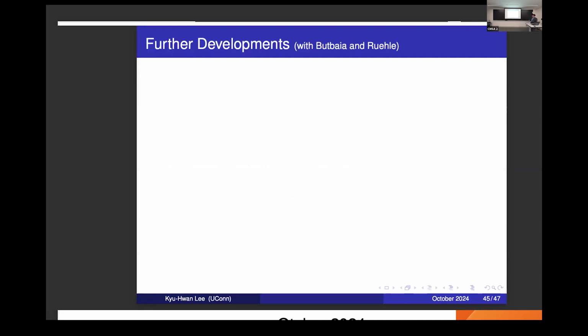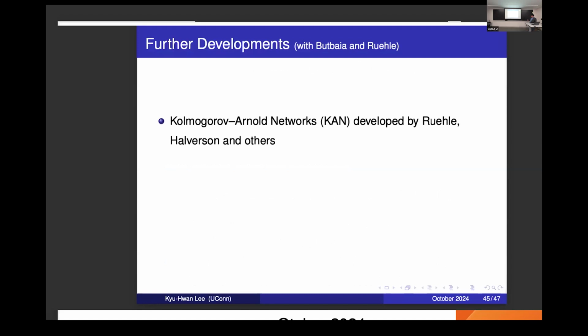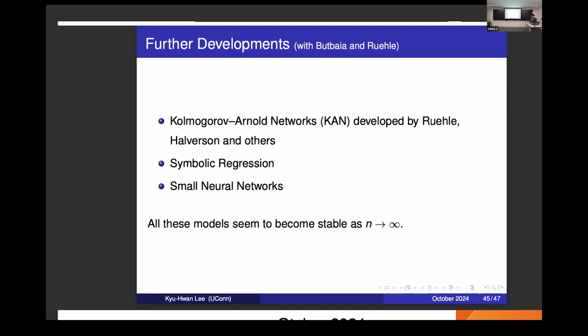During this program, I worked with Yogi and Fabian. It's too early to report anything concrete, but we applied Kolmogorov-Arnold networks, KAN, developed by Fabian and Jim. We also applied symbolic regression and small neural networks. The goal was to see some explicit formula or some very clear interpretations. The initial results we obtained so far are very promising. We will study further and get a report or paper soon. And the good thing is that all these models seem to become stable as n gets bigger.